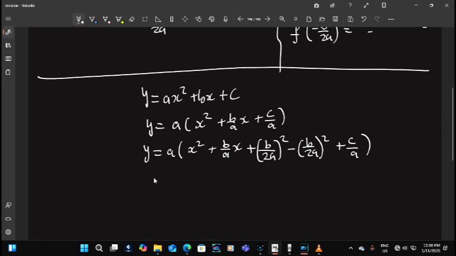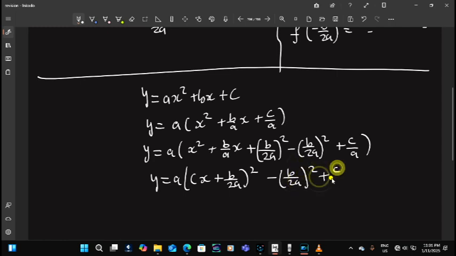So y is equal to a into, so now notice that I have x squared, and here I have b over 2a all squared. So I'm going to write a smaller bracket, and I will write x plus, the plus is the sign of what is inside the bracket. What is inside the bracket is positive, so I'm going to say plus b over 2a, and then all squared. If I expand this, it's going to give me this. And then here I have minus b over 2a all squared plus c over a.